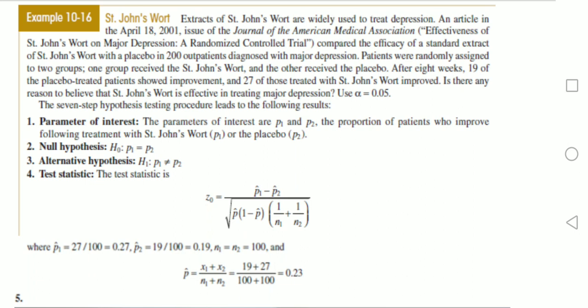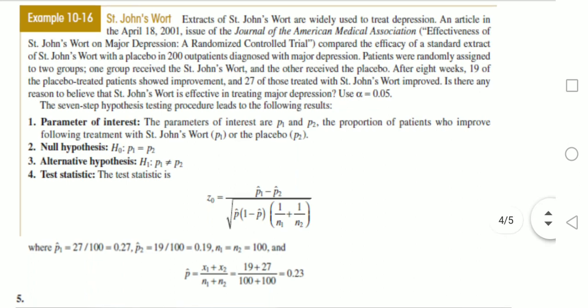Either Johnson's wort may be best, or placebo may be best. We don't have that information, so who is best we don't know. That's why we take the null as both being equally effective, P1 equal to P2. Unless there is some improvement, maybe one of them treats with some effectiveness, and there is some difference. That is, we take P1 not equal to P2.